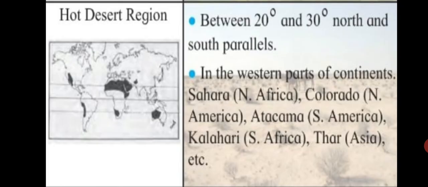The location and extent is between 20° and 30° north and south parallels. In the western parts of continents, we observe hot desert regions. They are known as Sahara Desert in North Africa, Colorado in North America, Atacama in South America, Kalahari in South Africa, and Thar in Asia, etc.